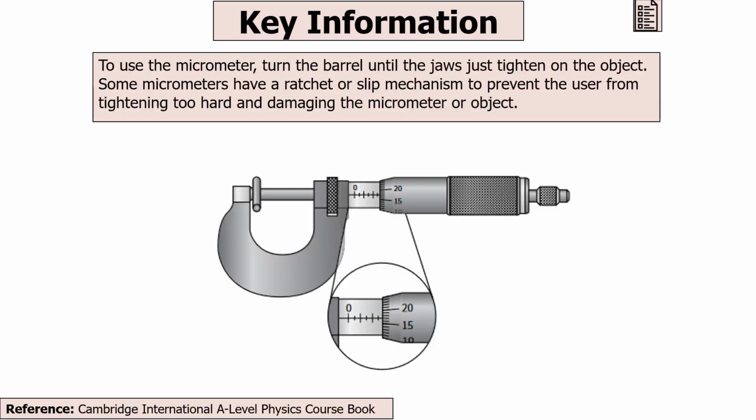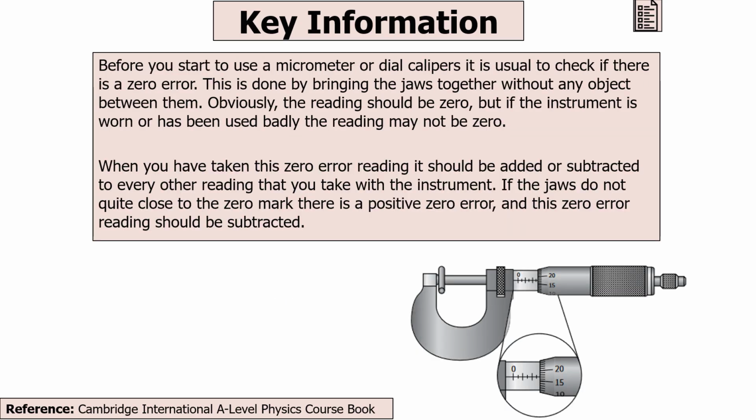Now to use the micrometer, remember to turn the barrel until the jaws just tighten on the object. Some micrometers have a ratchet or slip mechanism to prevent the user from tightening too hard and damaging either the micrometer or the object. Now before you start using a micrometer or calipers, it's usual to check if there's a zero error.